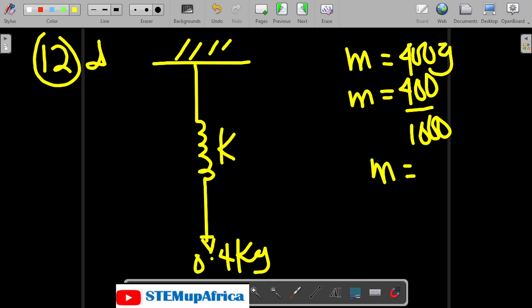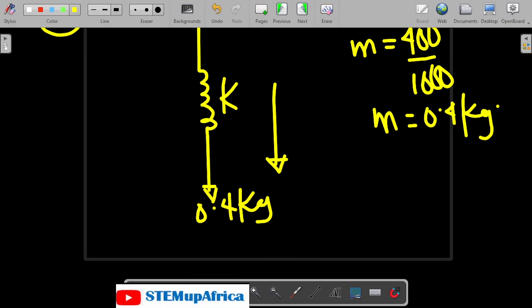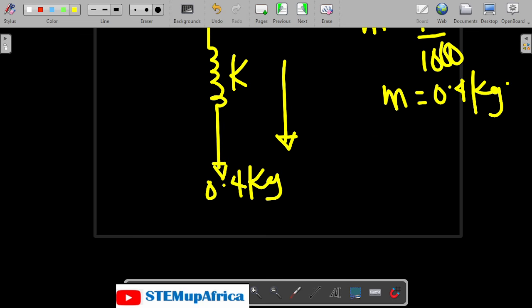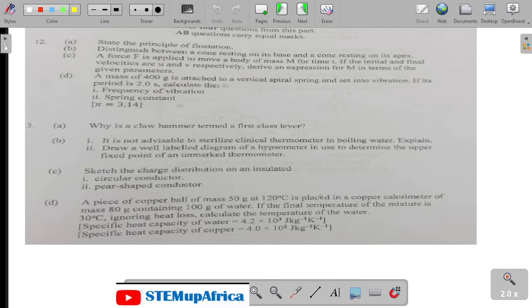So the mass will give us 0.4 kilogram. Okay, so it's the vertical oscillation, which is part of the practicals we did, vertical oscillation of a spiral spring. So we are asked to find it. Then they give us the period T as 2.0 seconds. So let's see 12D romantic on 1.